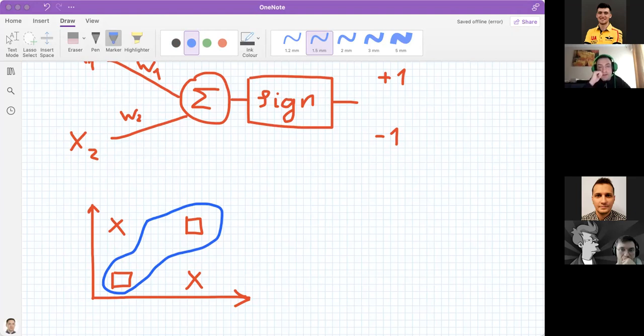Let's take a look at one thing. How do we tackle our particular problem of non-separable classes? We can do the following thing. Let me open one very fancy tool. Let me just open it and share my screen again.